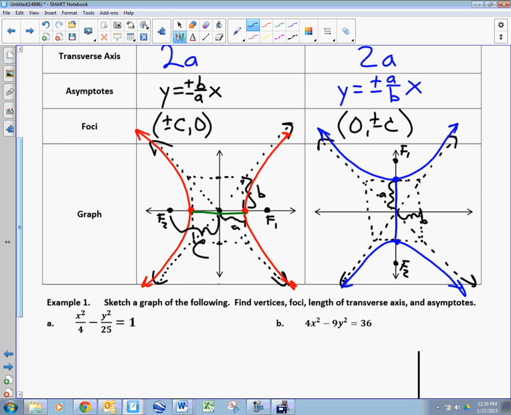Now, you need an equation for C. Do you remember the equation for C yesterday? Today, C squared is equal to A squared plus B squared, just like the Pythagorean theorem.